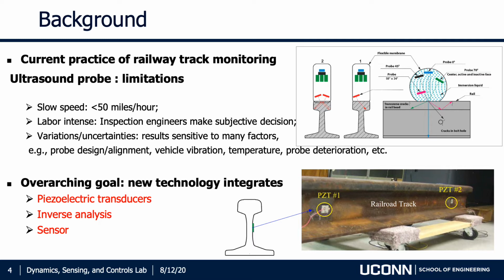Nowadays, ultrasound probe is used to do the railway track monitoring, but this kind of method has some limitations, such as the low efficiency due to the slow working speed, intense labor, and uncertainties involved. So what we want to do is to explore and develop a new technology with high efficiency and robustness in damage identification. It integrates piezoelectric transducer, inverse analysis, and sensor techniques to achieve the damage identification.